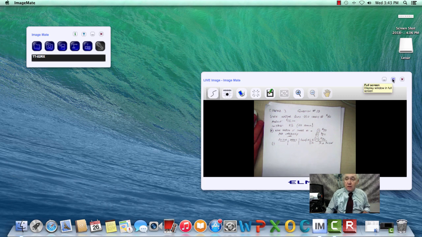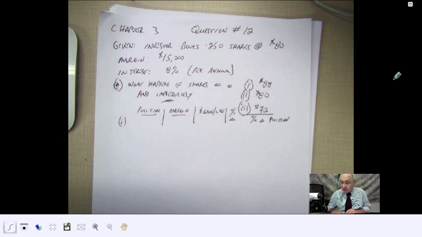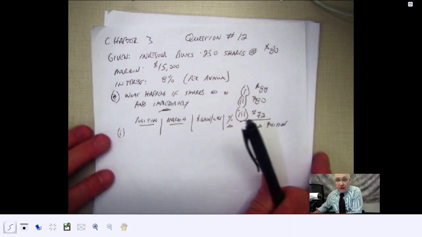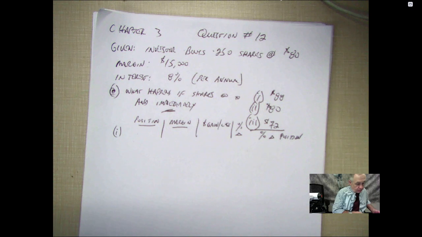This is investments, business 3502, and looking at chapter 3, this is question number 12. Oh, a massive textbook. The question gives us an investor who buys 250 shares of Weston Corporation, a parent of Loblaws, at $80 a share. This is you, and you use $15,000 of your own money and borrow the rest. Interest on the loan is at 8%.